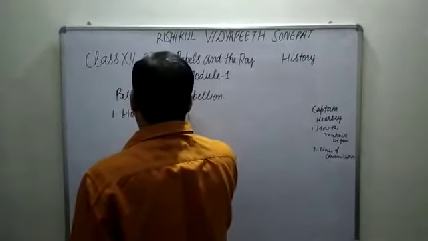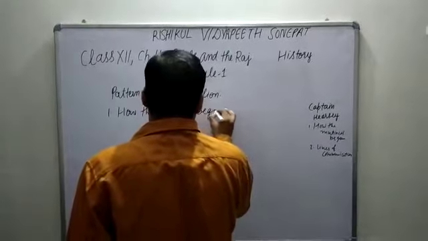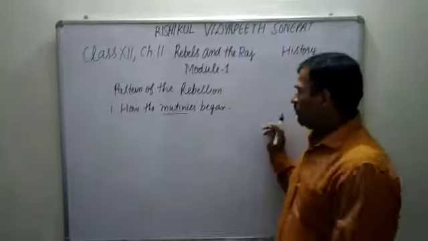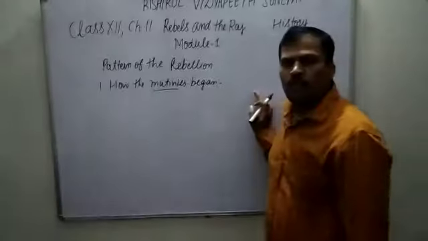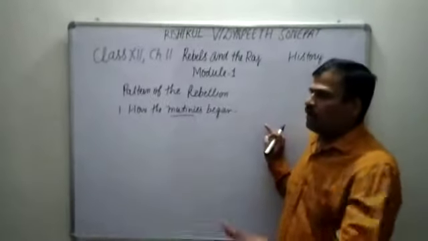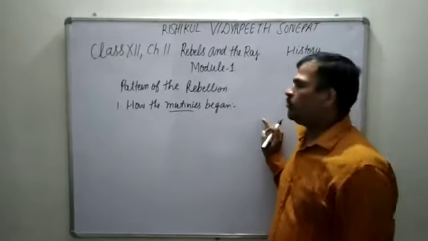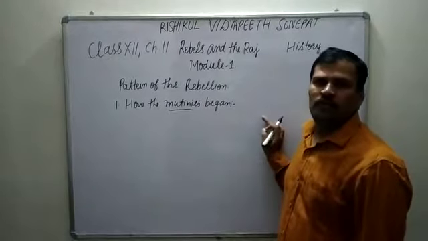How the mutinies began. Here it means the revolutionaries, the revolt. Okay. It means the people, especially the sepoys, the common people, and the other communities, that is Hindu and Muslim, both participated in it, and how they were able to succeed.